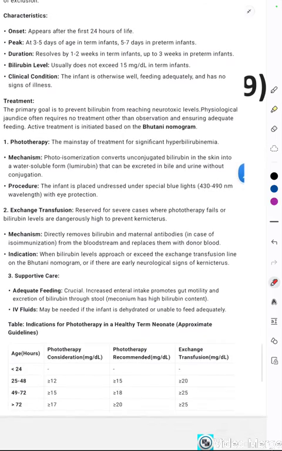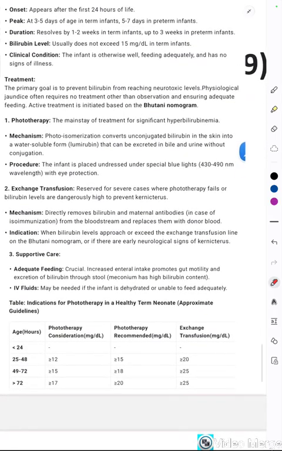Then the supportive care that is given is that breastfeeding should be continued and IV fluid should be given to the baby if the baby is dehydrated. In case of term infants, we can have this criteria: if the age is 24 to 48 hours, 48 to 72 hours, and more than 72 hours, then the phototherapy cutoff is 15, 18, and 20, and exchange transfusion cutoff is 20, 25, and 25.